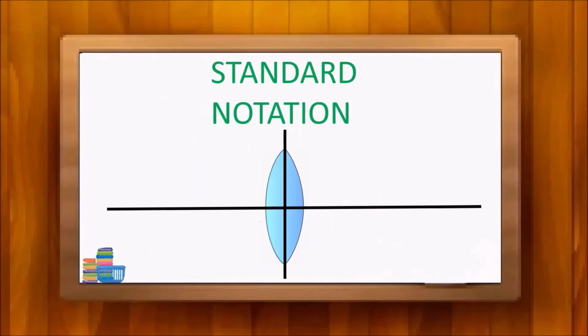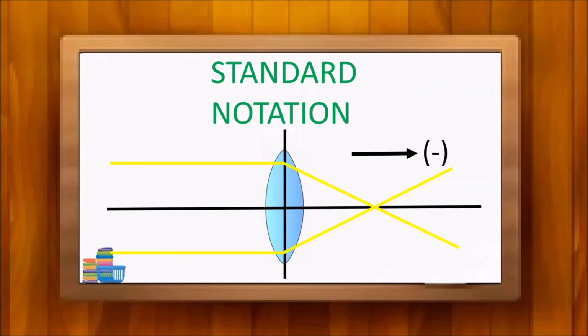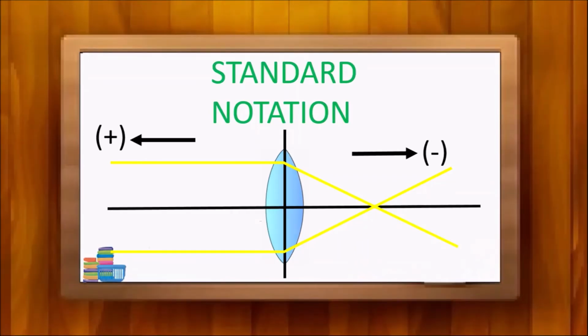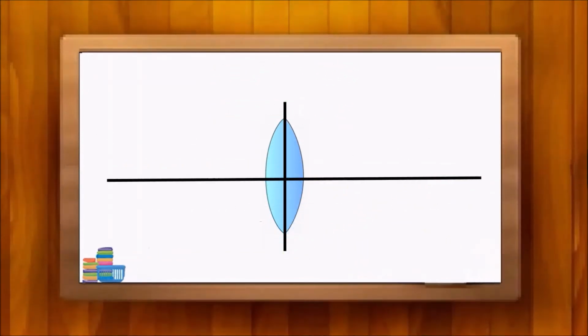There's a standard notation for lenses. The distances measured through the direction of light traveling are considered negative values, and the distances measured on the contrary side are considered positive.